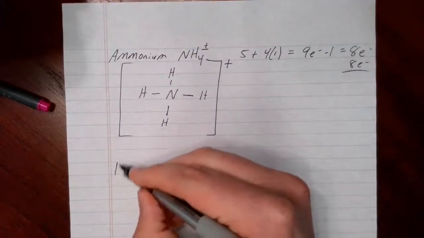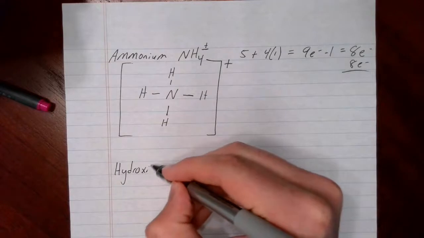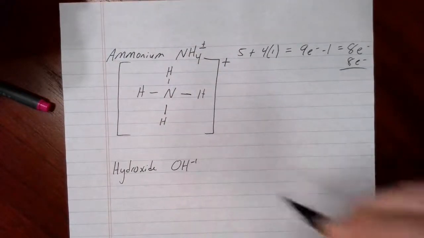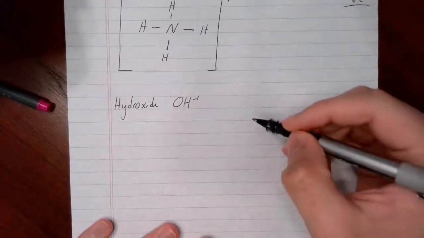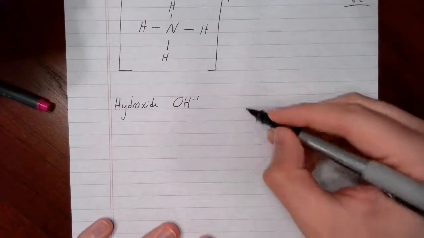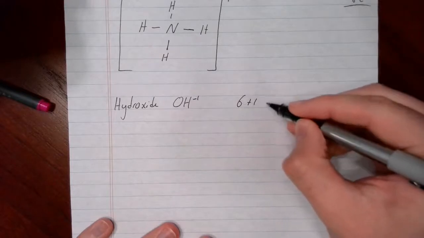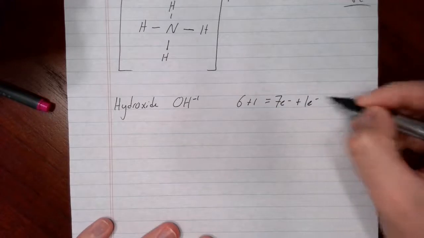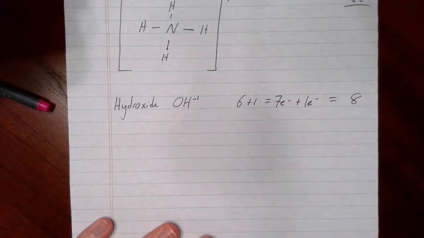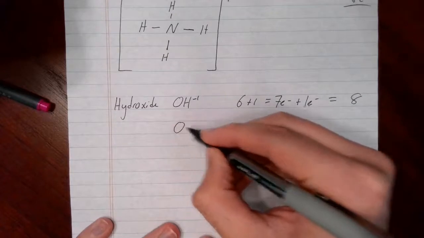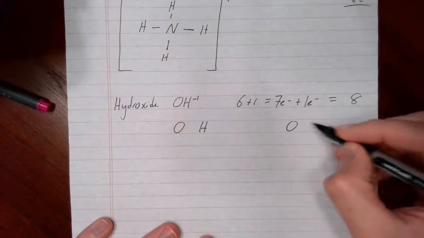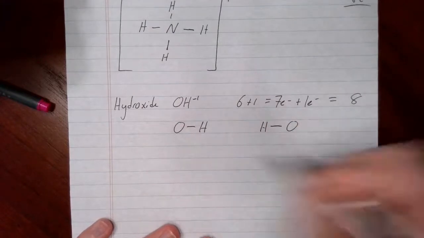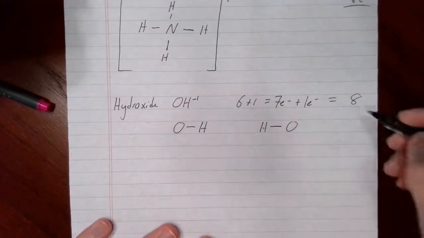Okay, so let's look at another one. Let's look at hydroxide. Okay, so the number and type of atoms, so it's OH -1, so 1 oxygen, 1 hydrogen. So oxygen is group 6, so I have 6 plus 1 for hydrogen, that's 7 electrons, but I have a -1 charge, so I add 1 electron, so I get a total of 8. There's only 2 atoms, so the configuration doesn't matter. I could draw it like this, or like this, it doesn't really matter.